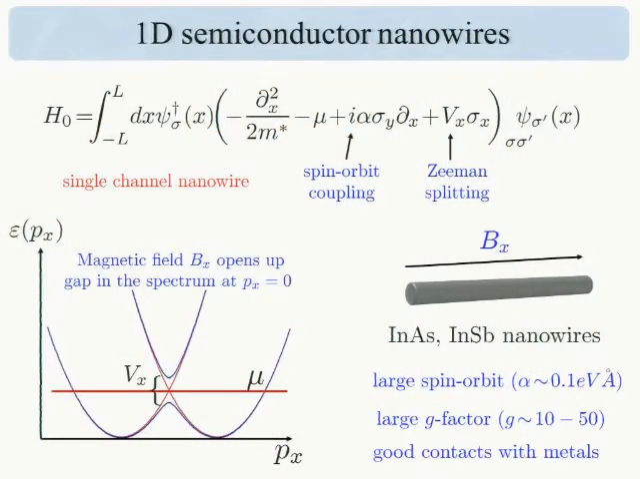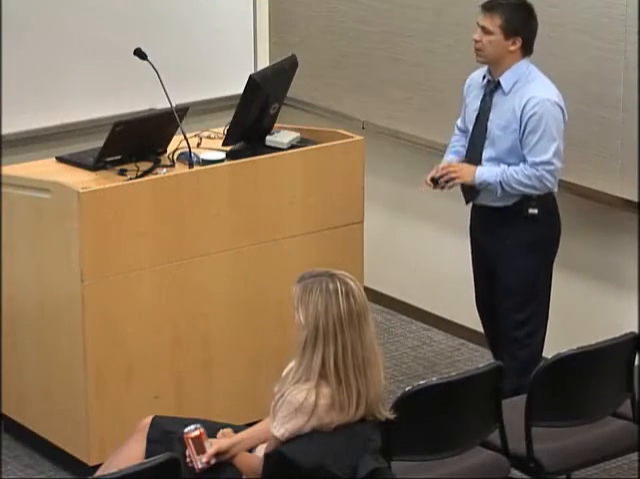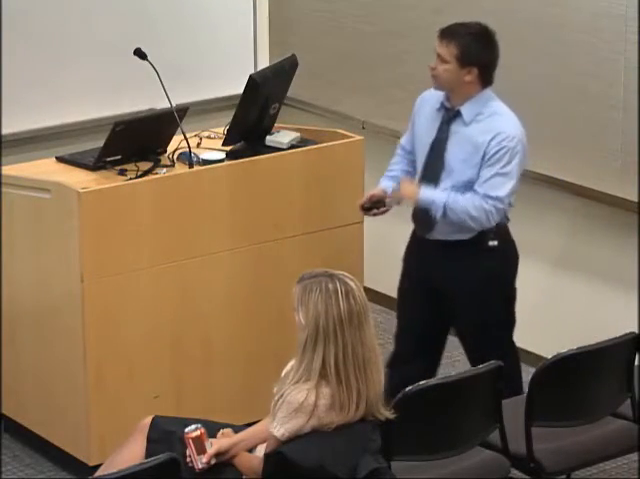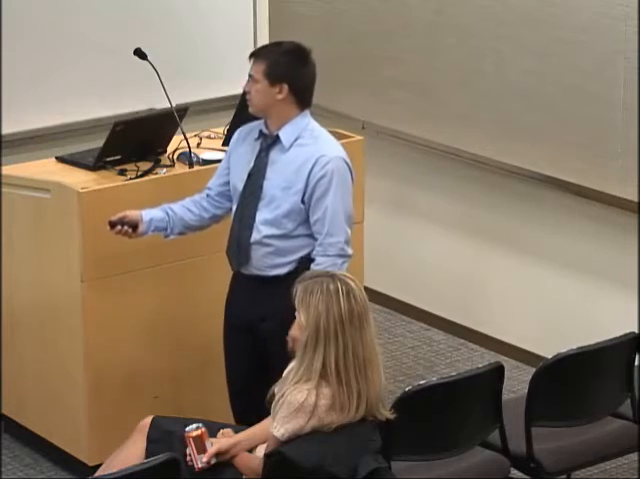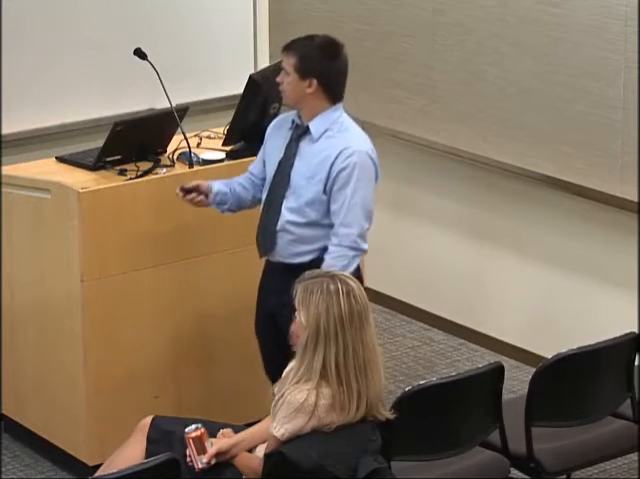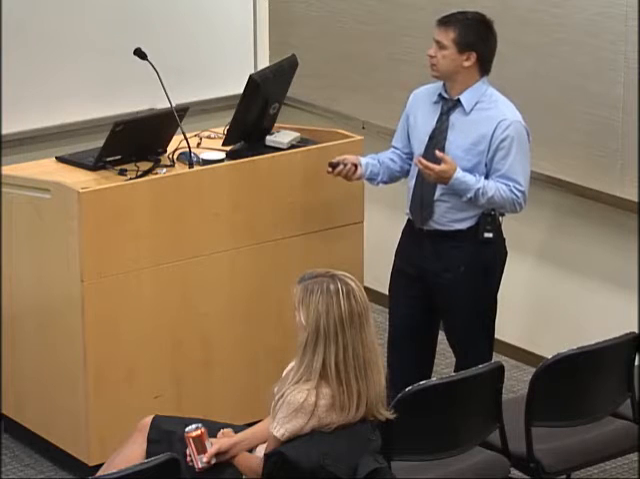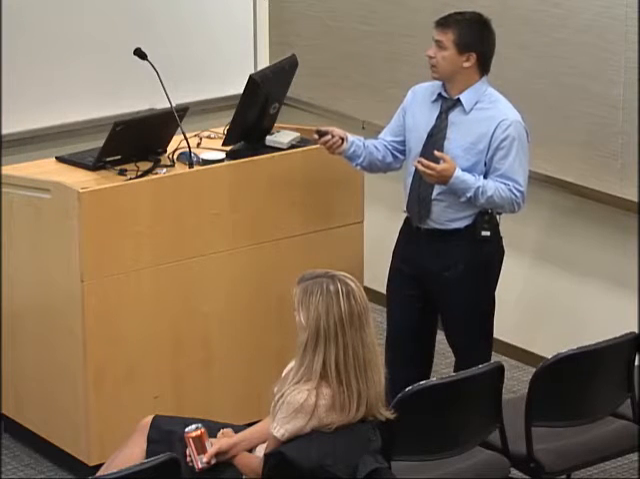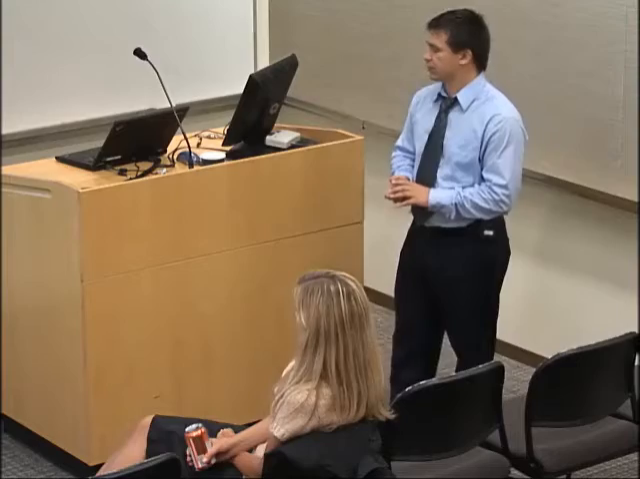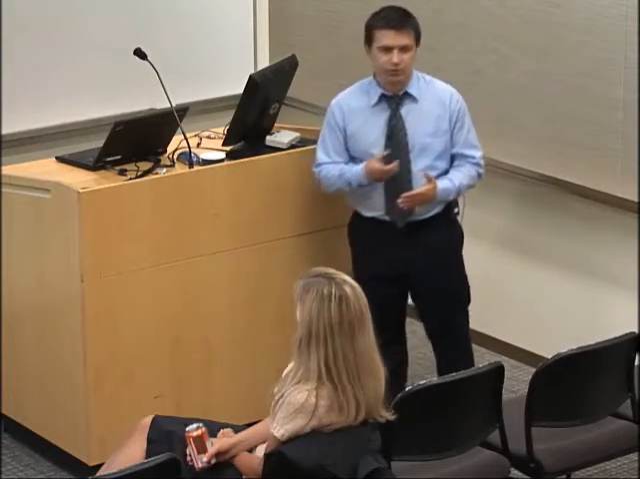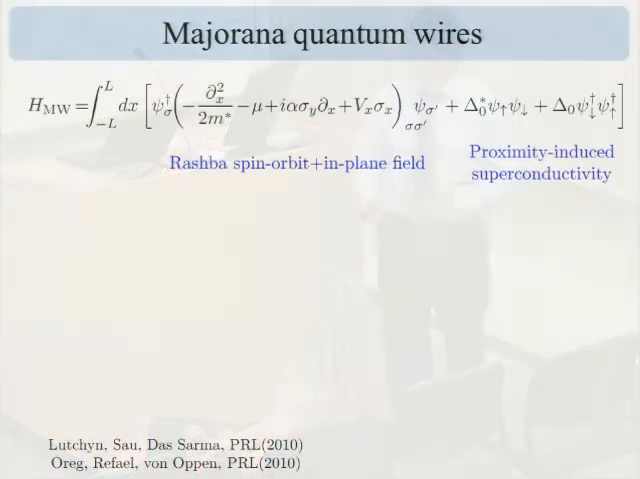The nanowires that are useful for our purposes are indium arsenide and indium antimonide nanowires, and for technical reasons they are very favorable. They have very large couplings to magnetic field, large Rashba spin-orbit coupling, and they have very good contacts with metals.